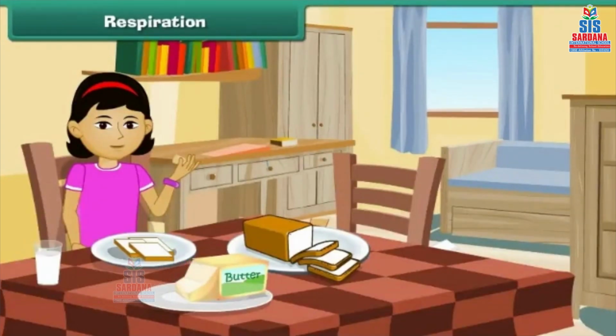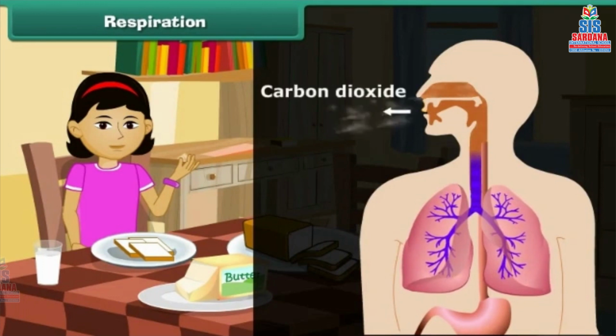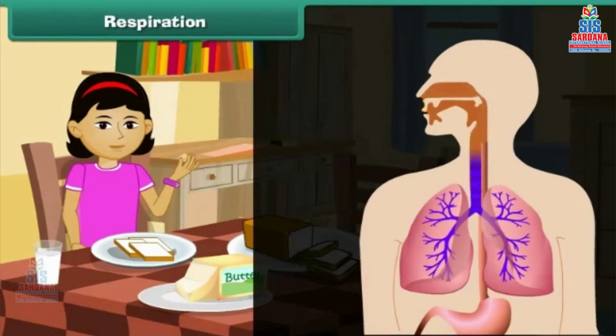Respiration. Food gives us energy. The process of release of energy by food into our body is called respiration. Oxygen helps in respiration. Carbon dioxide is released during the process of respiration.